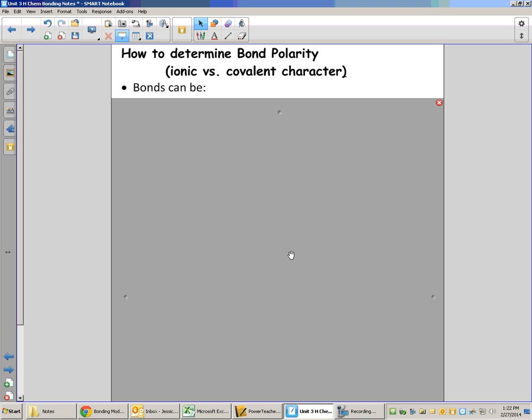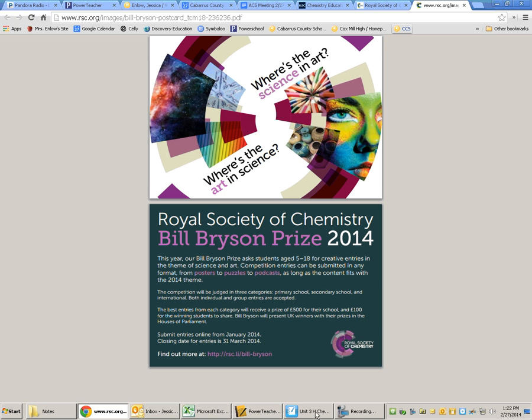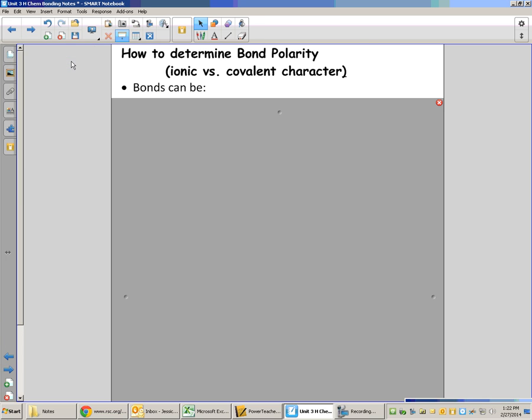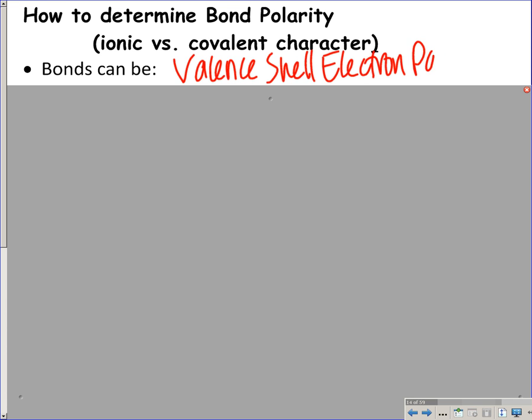Valence shell electron pair. I know, it's long. Yeah, I will write it down. It's up here on the board too. Valence shell electron pair repulsion theory. We call it VSEPR. V-S-E-P-R. That's what VSEPR stands for. Makes it work.